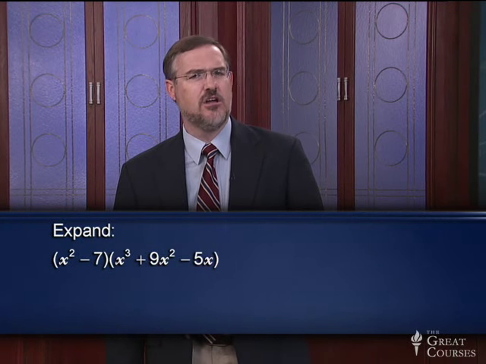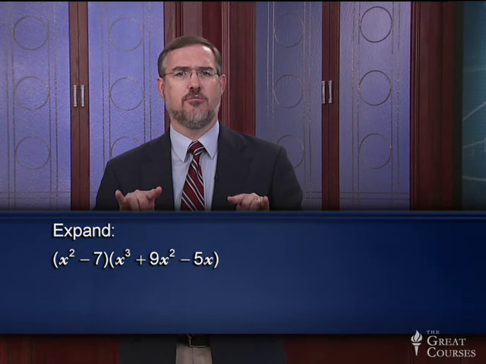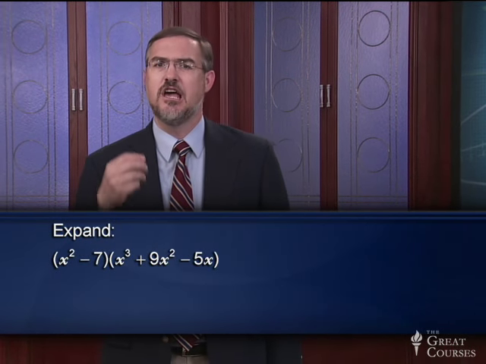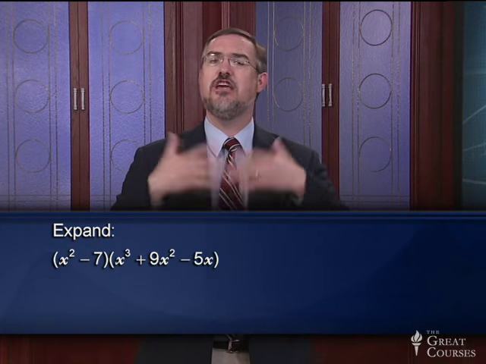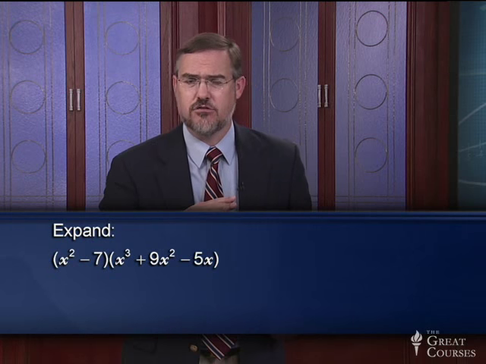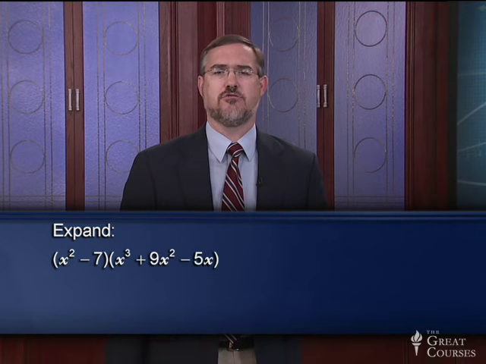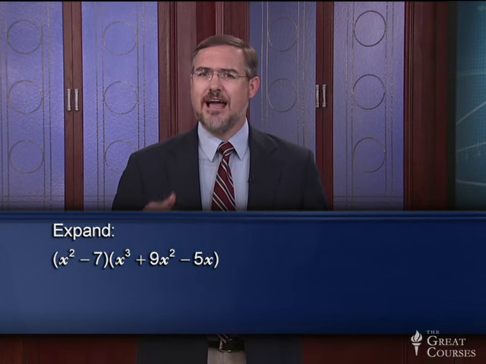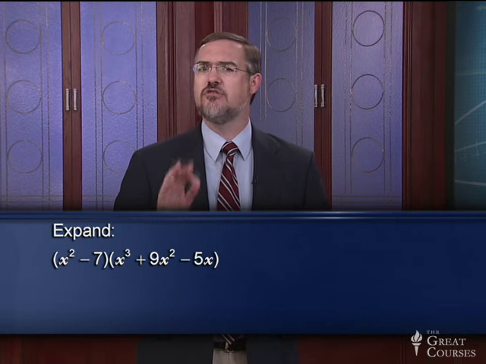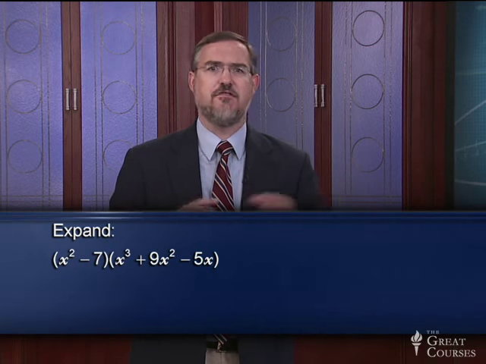Now the key here, which is a lot like the FOIL method when multiplying out two binomial expressions, is to make sure that every term in the first set of parentheses is multiplied with every term in the other set of parentheses. So the x squared must be multiplied with each of the three terms in the trinomial, and the 7 must be multiplied with each of the three terms in the trinomial. So you'll actually have 6 different multiplications to perform. Once those are done, you can then combine the like terms to get the final answer.